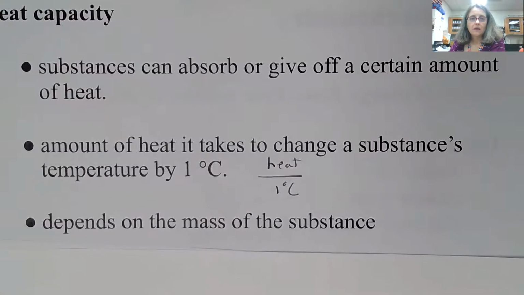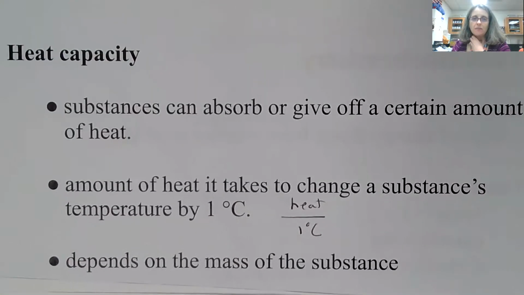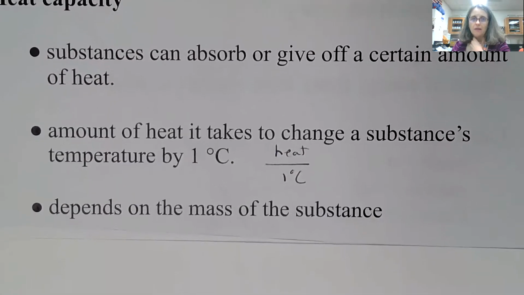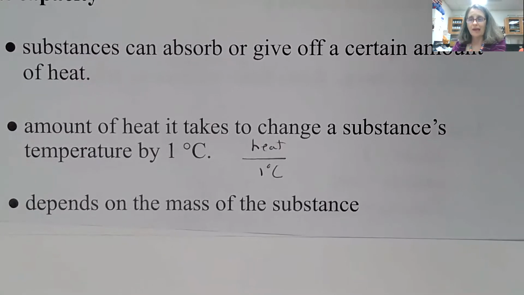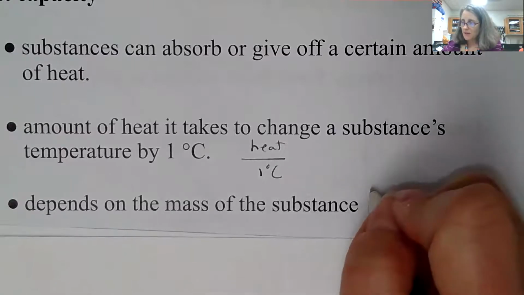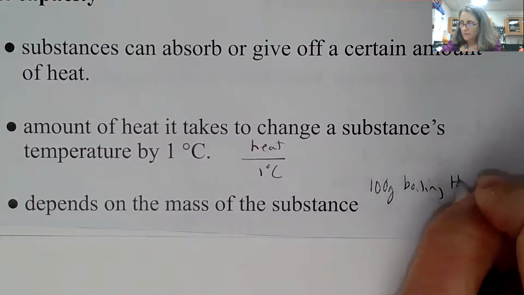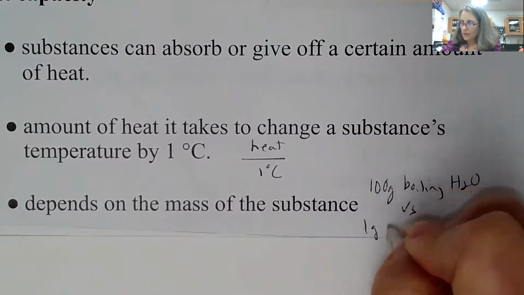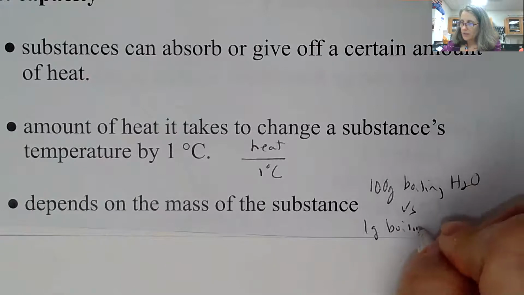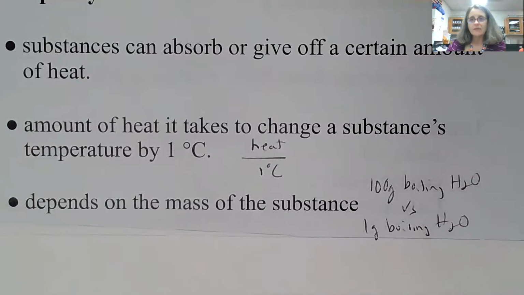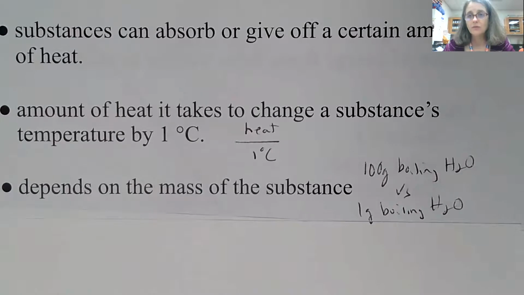This heat capacity depends upon the mass of the substance. It depends upon how much stuff I actually have. Because if I have 100 grams of boiling water versus 1 gram of boiling water, one is going to have more heat. If I just took 1 gram of boiling water and put it on my hand, it would not hurt me that much, but 100 grams of water would.